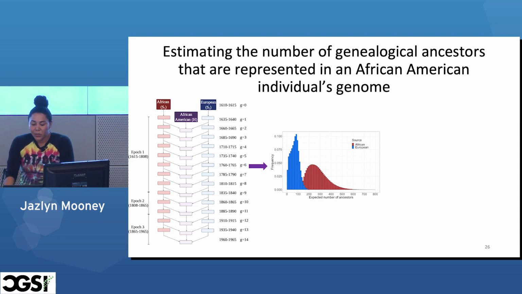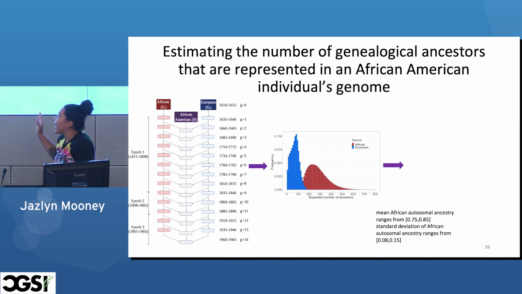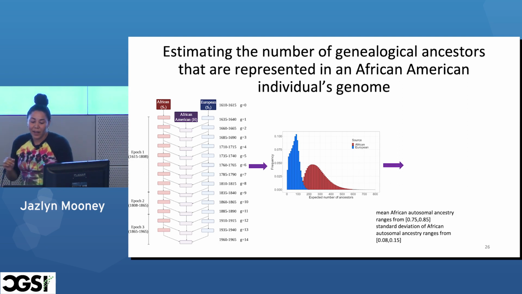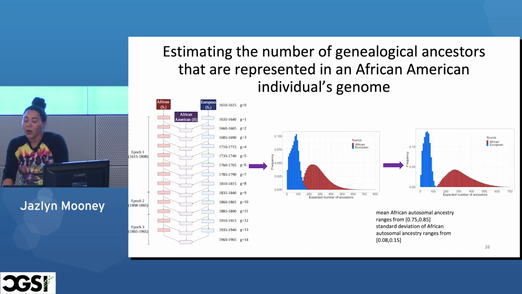So now what we want to do is say what information do we have and what can we use to thin down our results to a set of permissible values. What we use is just the autosomal ancestry fractions that have been computed from previous data sets. We know across most data sets that the African autosomal ancestry ranges somewhere between 75 and 85%, and there's some standard deviation of this ancestry. If we incorporate those criteria, we can narrow down to our actual result for the expected number of ancestors.